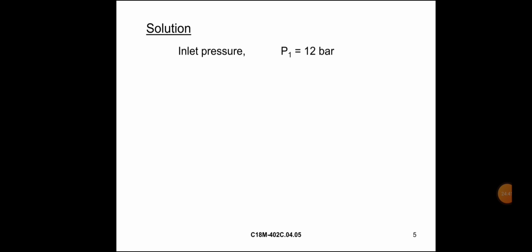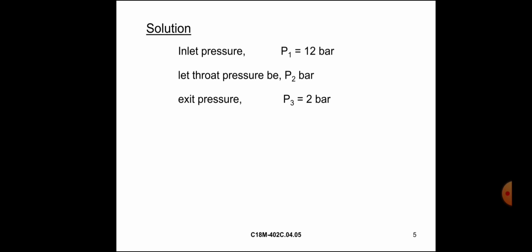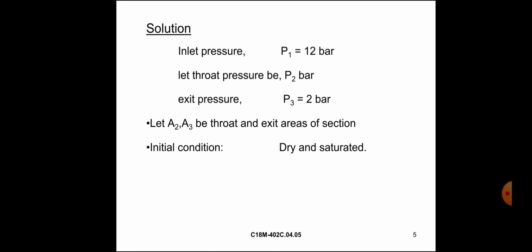Solution. Inlet pressure P1 is equal to 12 bar. Let throat pressure be P2 bar. Exit pressure P3 is equal to 2 bar. Let A2 and A3 be the throat and exit areas of the section. Initial condition is dry and saturated.